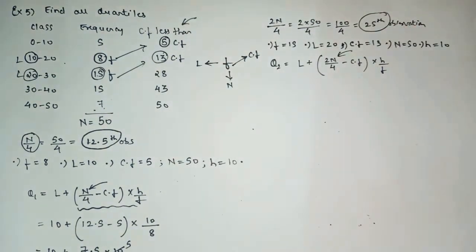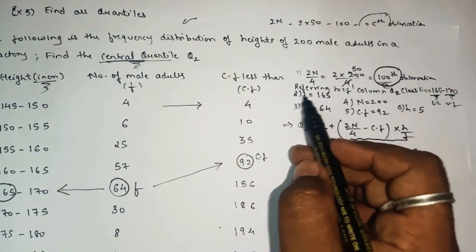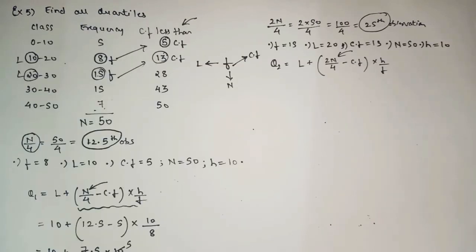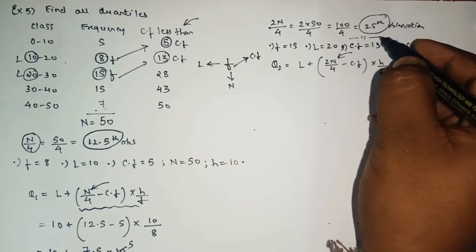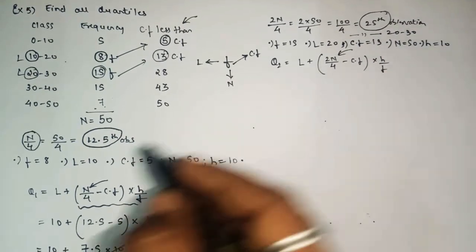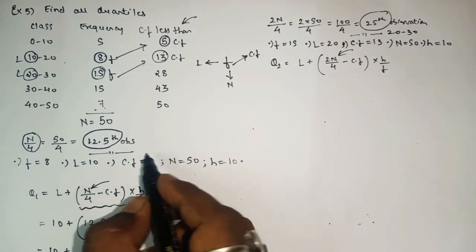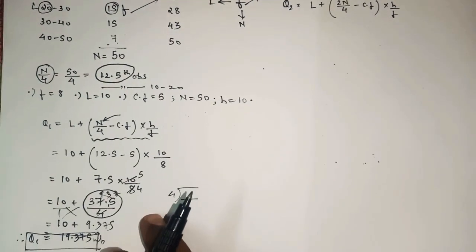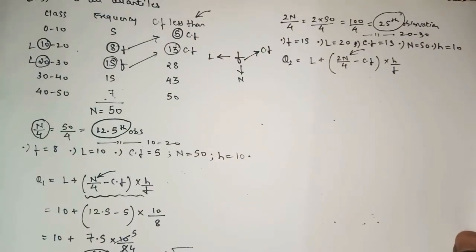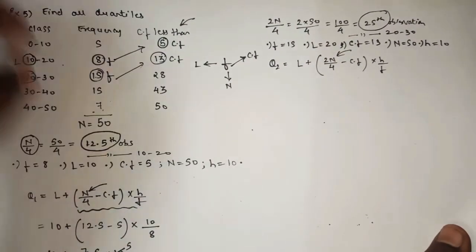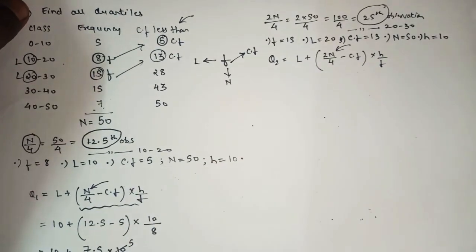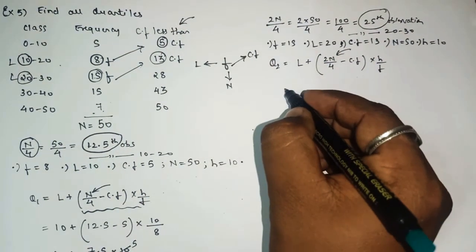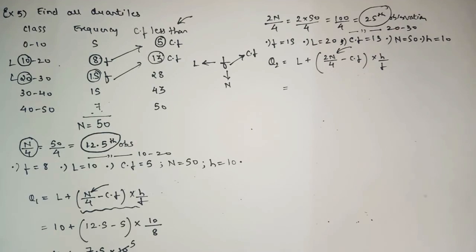So if you want, you can mention this sentence here: referring to the cumulative frequency column, the Q2 class lies between 20 to 30. Here also you can write the same sentence; it lies between 10 to 20, so that's why our final answer was between 10 to 20. So our Q2 class lies between 20 to 30. So of course logically your answer for Q2 has to be between 20 and 30. So let's see whether we are getting the answer between 20 to 30 or not.